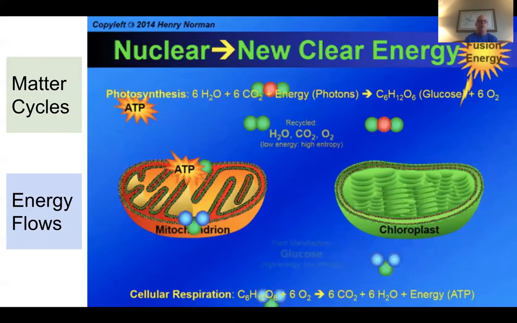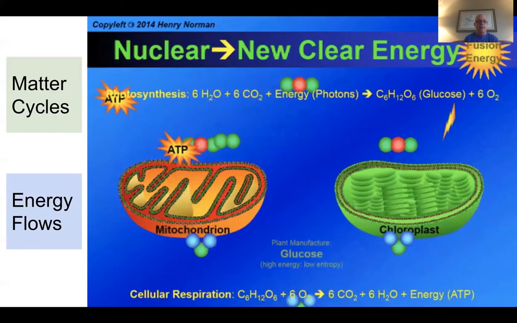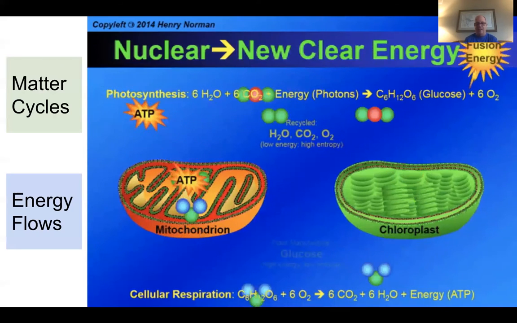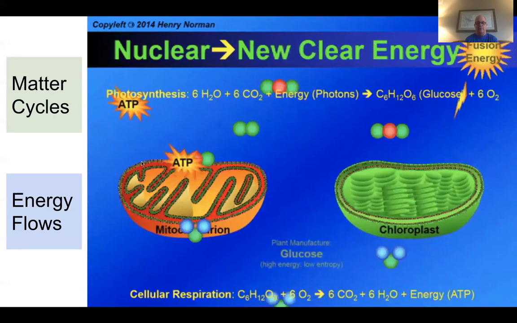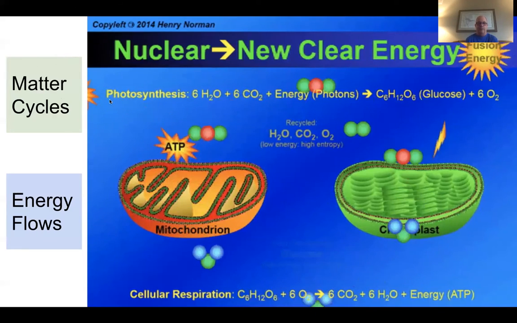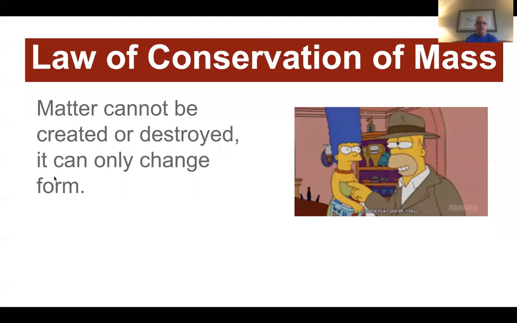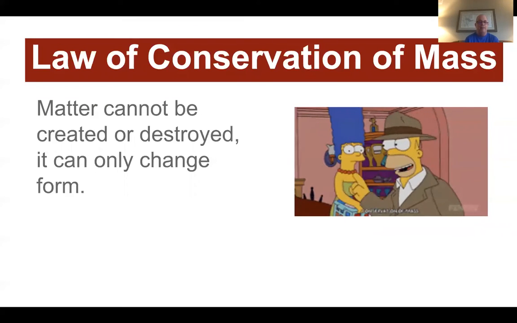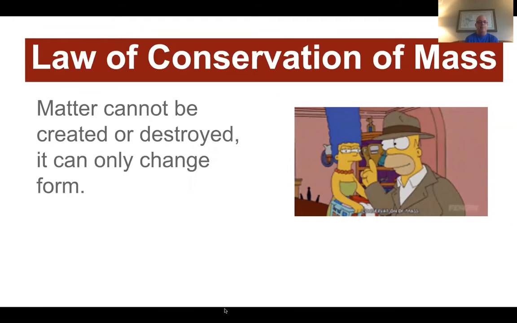Matter cycles, energy flows. If you remember nothing else about this week, matter cycles, energy flows. That is the most important idea this week. Got it? All right. The idea that matter can't be created or destroyed is called the law of conservation of mass. Some websites will call it the law of conservation of matter. That's less common, but it means the same thing.